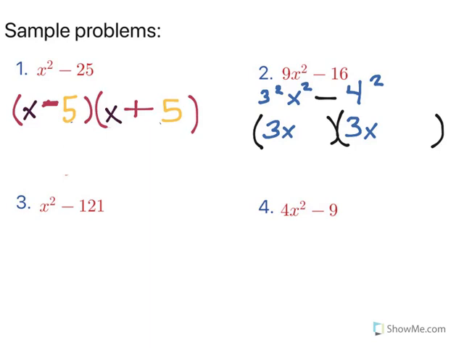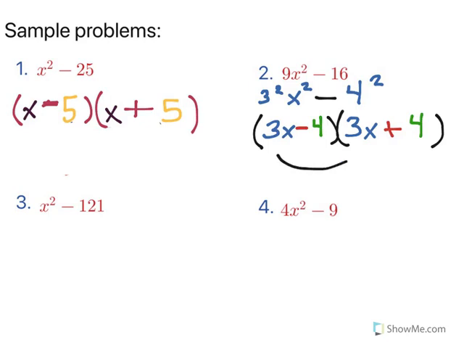Secondly, we look at the 4 squared, which would equal 16. So 4 is going to go into each of the parentheses. And lastly, we want to have alternating signs, so we have subtraction and we have addition.